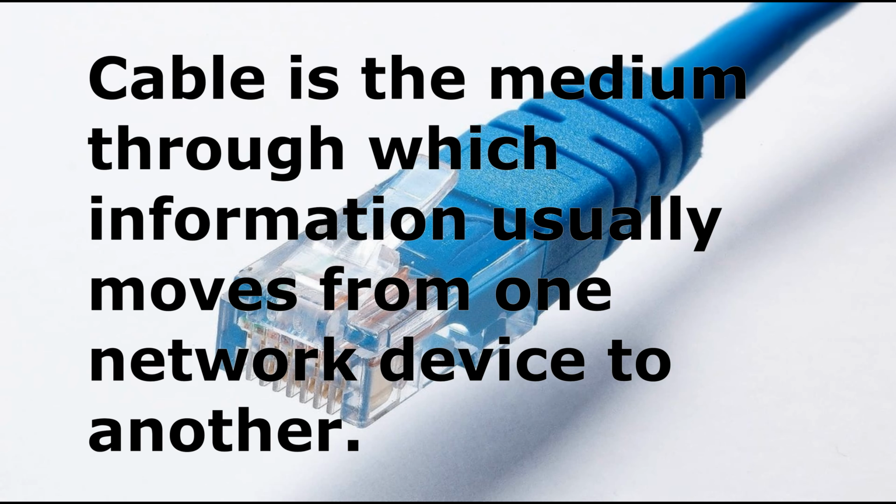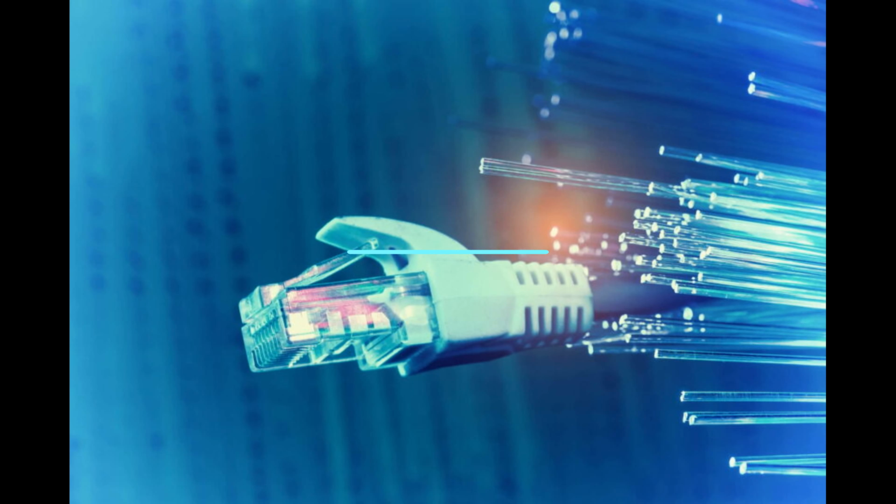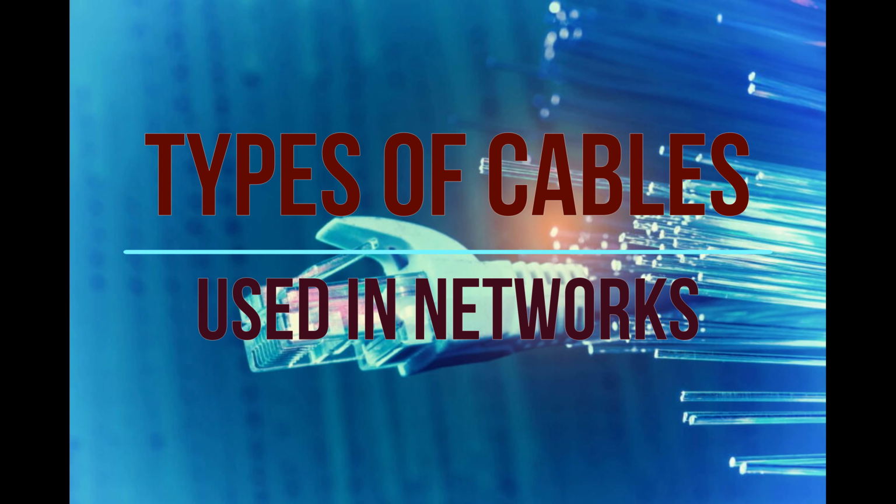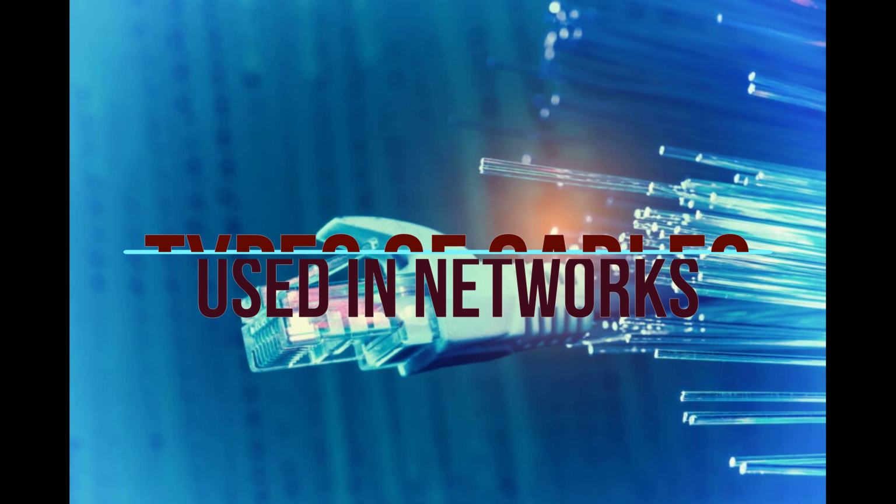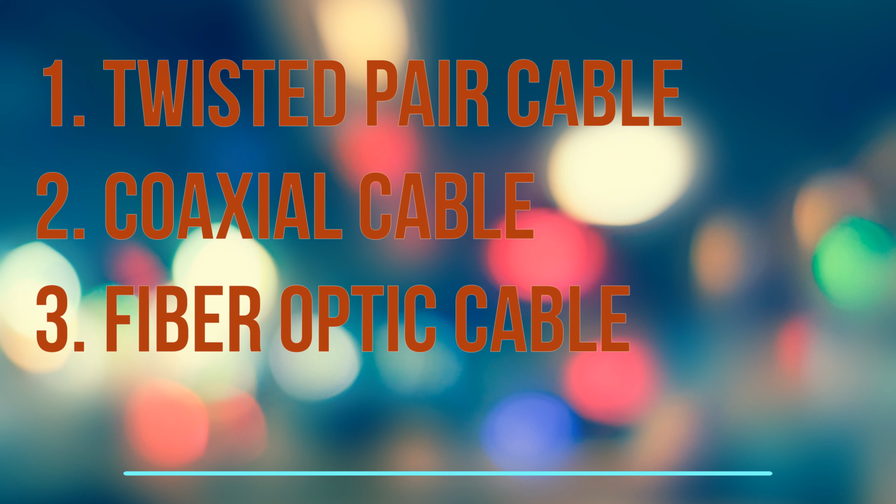Understanding the characteristics of different types of cable and how they relate to other aspects of a network is necessary for the development of a successful network. So, there are three types of cables used in networks. First, we have the twisted pair cable. Second, we have the coaxial cable. Then the third is fiber optic cable.